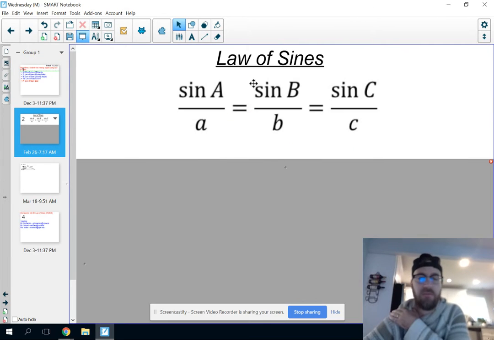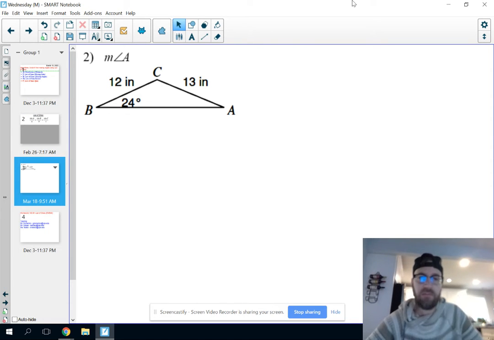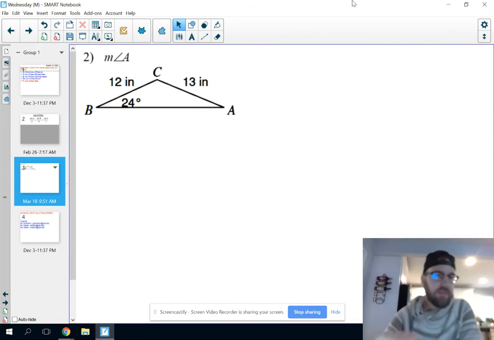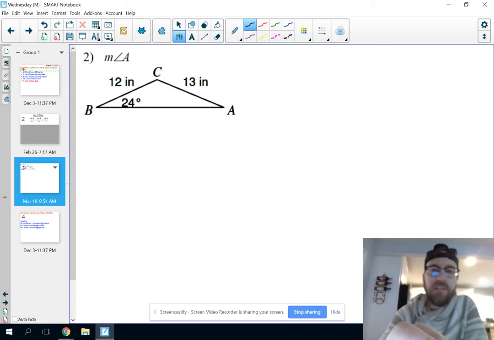So just a review. Yesterday, we looked at our law of sines. Sine of big A over little a equals sine of big B over little b equals sine of big C over little c. Capital letters stand for angles, lowercase letters in the denominator stand for sides. So let's look at one example from your homework. This is worksheet number 1, problem number 2.